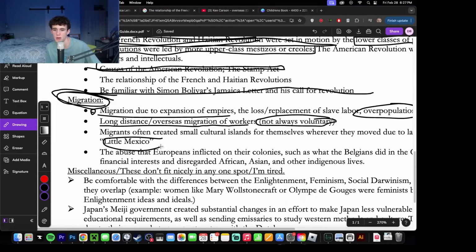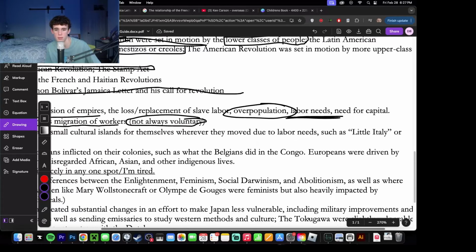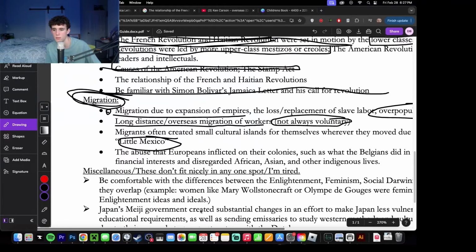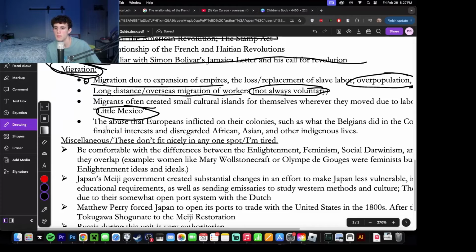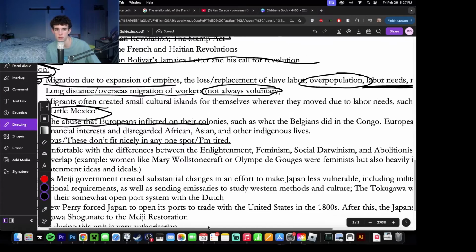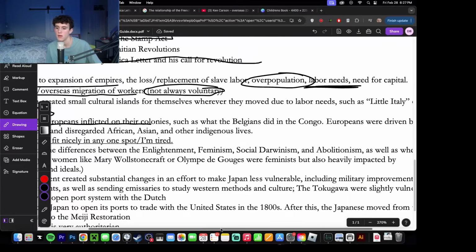Small cultural islands themselves whenever they move due to labor needs, Little Italy or Little Mexico. Abuse by Europeans on their colonies. This is bad because, so Belgians, what did they do in the Congo? They killed a lot of people. And they did a lot of bad things. Just know that. You need to know that.